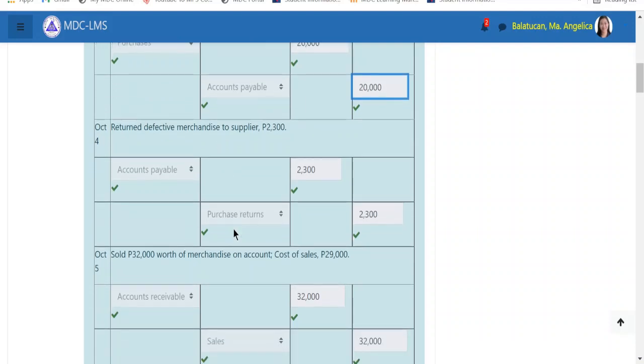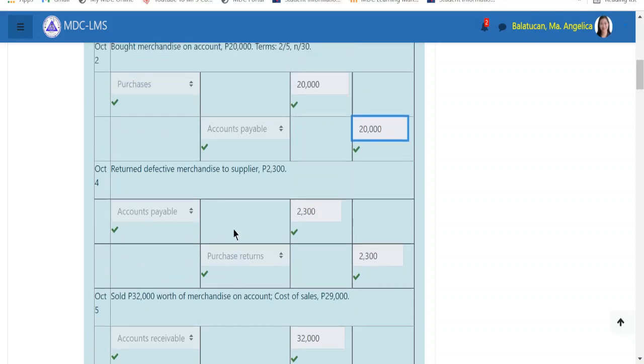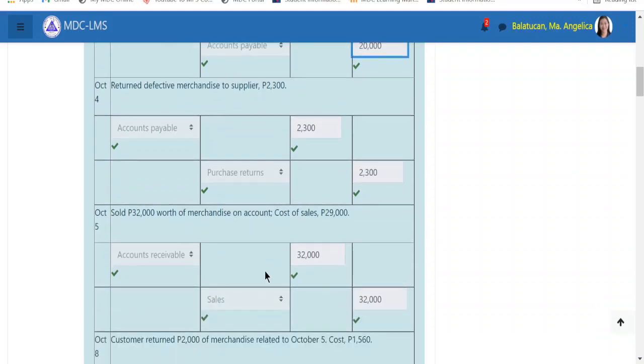We record purchase returns if there are returns made by us as the buyer. Okay? But if it is our customers who return the goods, then that is not purchase returns. It would be sales returns. Again, since we are the ones returning to our supplier and we are the buyer in this perspective, therefore we record purchase returns. October 5, sold 32,000 worth of merchandise on account.